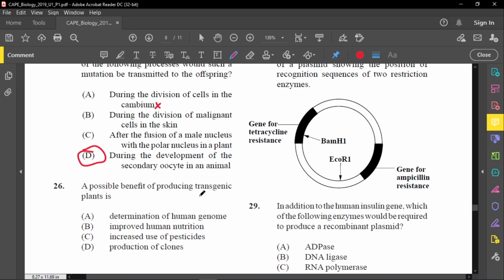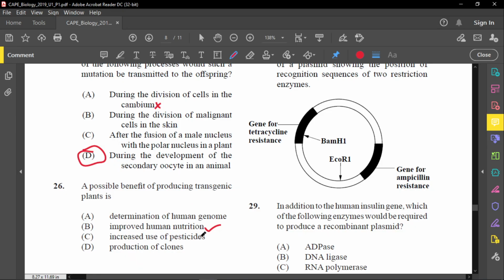So let's think about the options now. Option A is determination of the human genome, which is not true. Improve human nutrition, that is a good answer there. Let's see if anything beats this, because you can modify plants genetically to produce more and even to add certain types of nutrients within that plant, and so on. Or even to produce less starch or less sugar in the plant. So you could change the genes to do those things, or even to grow more.